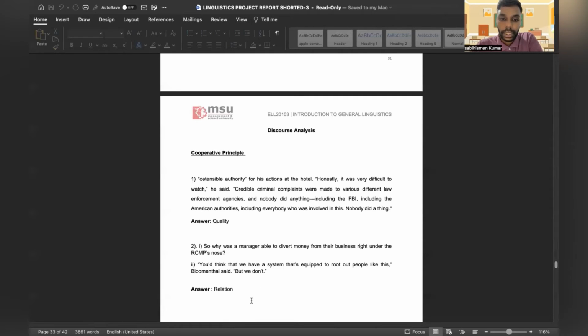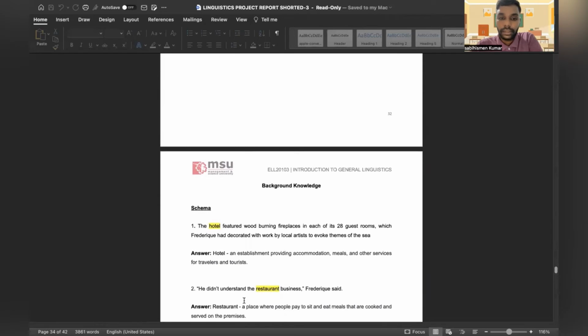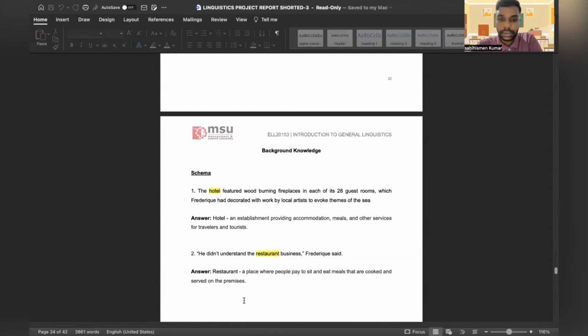The second one, "So why was the manager able to divert money from the business right under our noses," is known as relation. Moving on to background knowledge, where schema means the location.